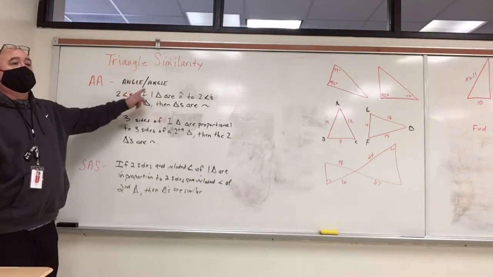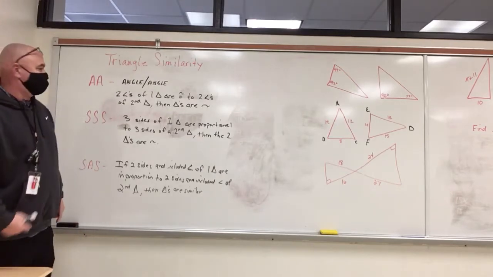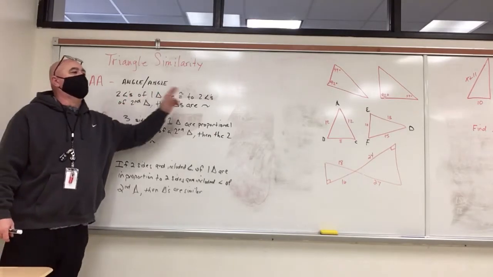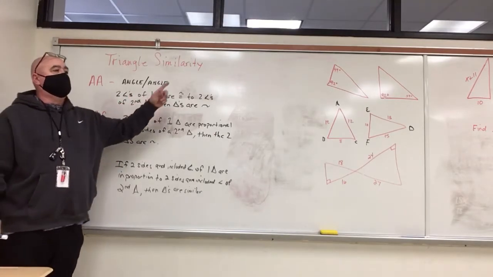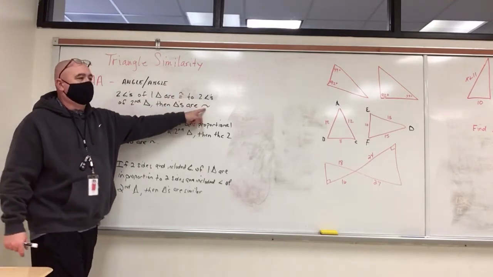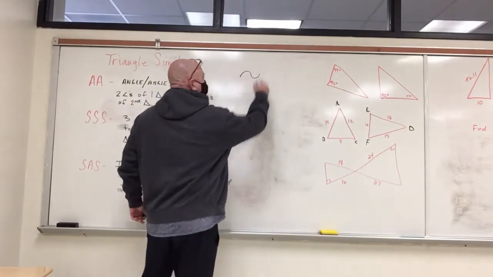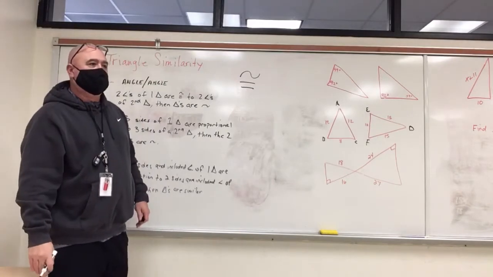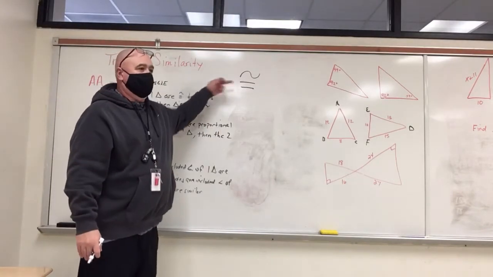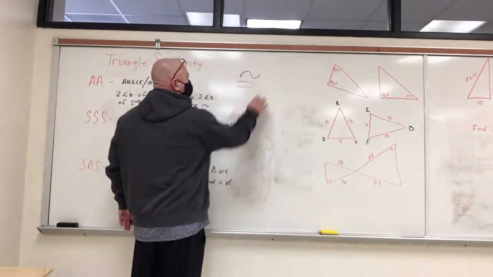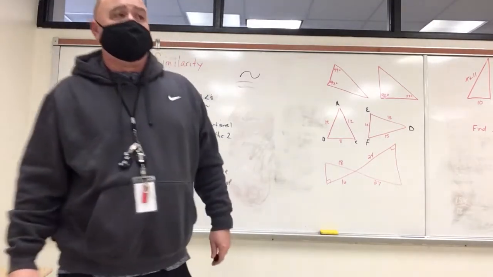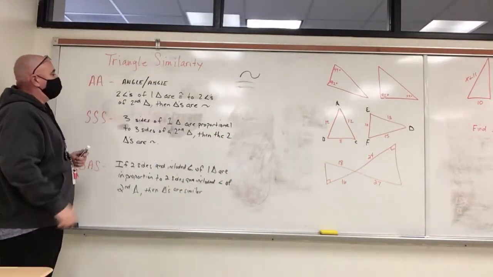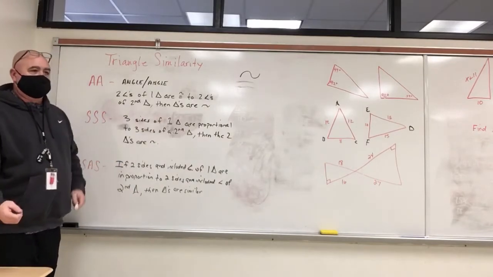AA, of course, stands for angle. And what it says is this: if 2 angles of one triangle are congruent to 2 angles of a second triangle, then the triangles are similar to each other. This sign right here stands for similar. Y'all know what the congruent sign stands for? Congruent means similar and equal. And we're going to take that equal sign off because they're not going to be equal today. They're going to be similar to each other.